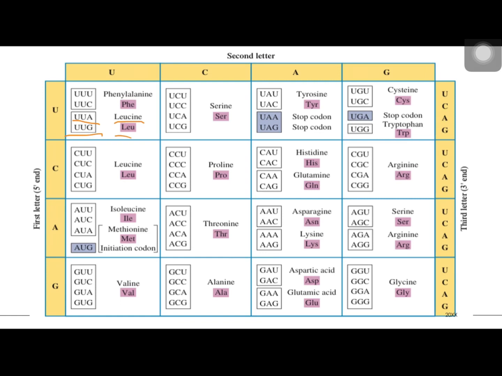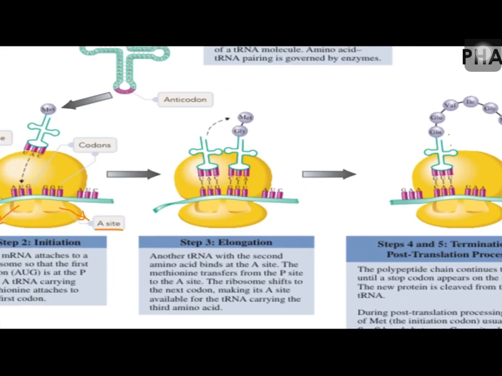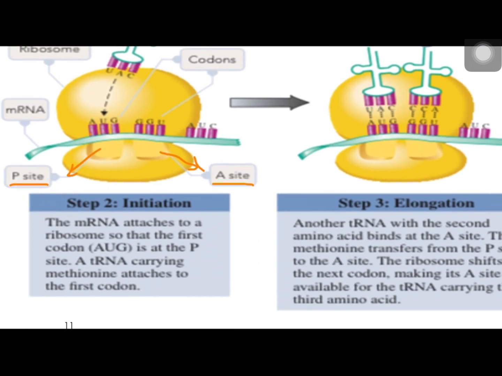So we have finished our activation of tRNA by the amino acid forming a covalent bond to the unactivated tRNA. Once the amino acid forms a covalent bond to the unactivated tRNA, then that tRNA will become activated. The second step is initiation.